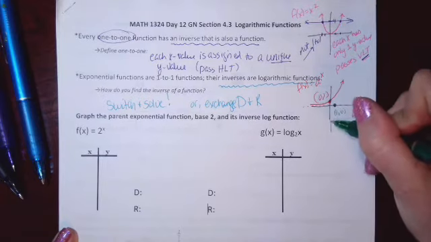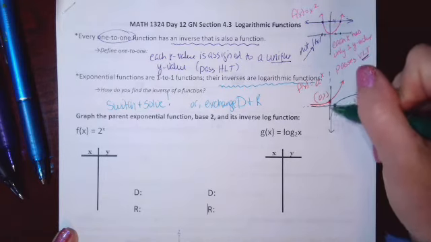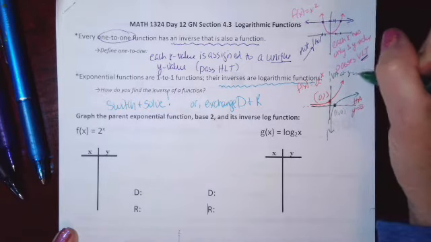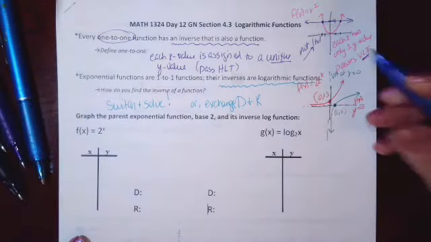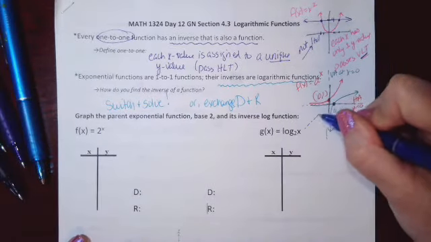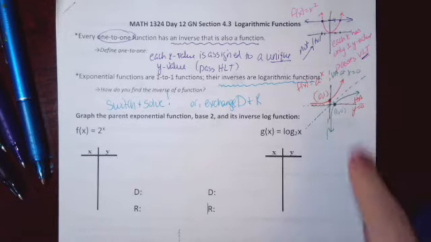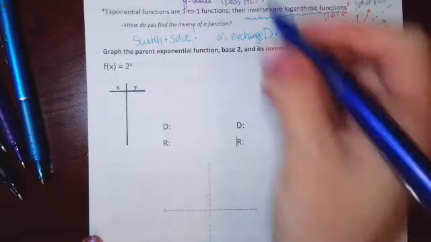In fact, this is what my log function looks like. Suddenly I have a vertical asymptote at x equals 0. I've reflected my original function, my exponential function, across that line, y equals x. Alright, I just did all that up here, and we're going to set it down and do it base 2 here.